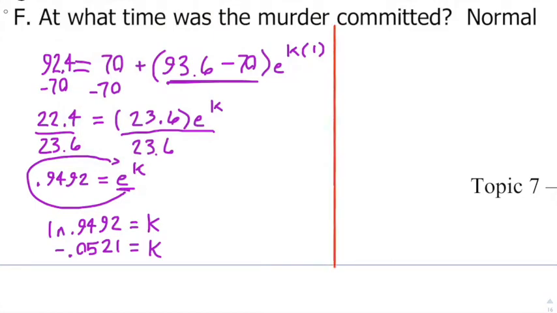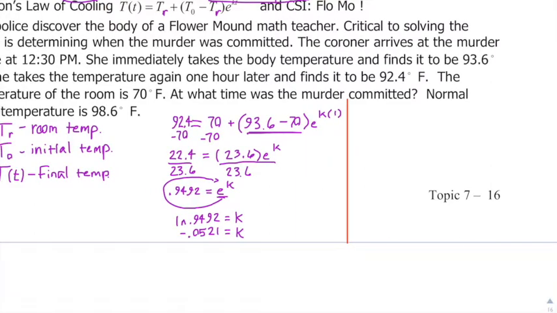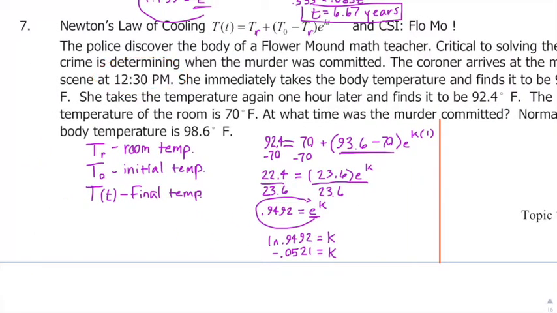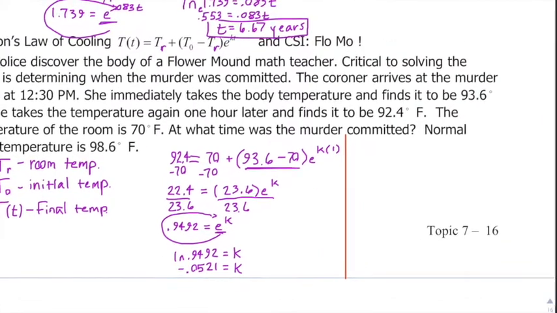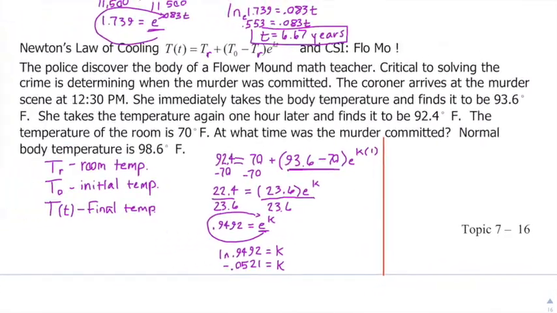So this starts the second part of the problem. Now we're trying to figure out how much time has passed. We're going to figure out a new time value here. It's real important that we know what time she started at, 12:30. We don't actually know the initial temperature, but we know the person was at 98.6, so I'm going to treat that as the initial temperature of the person.